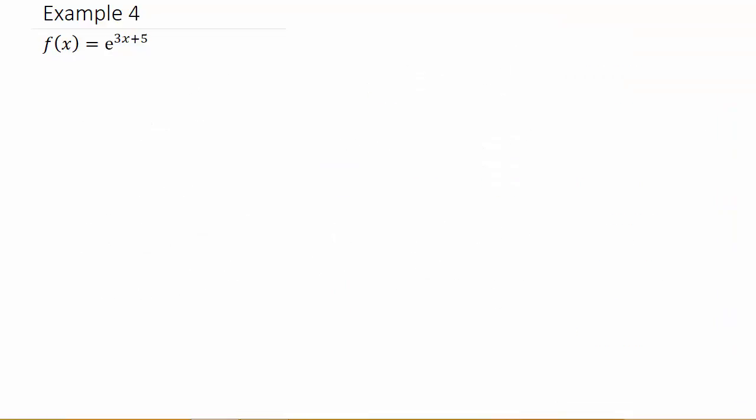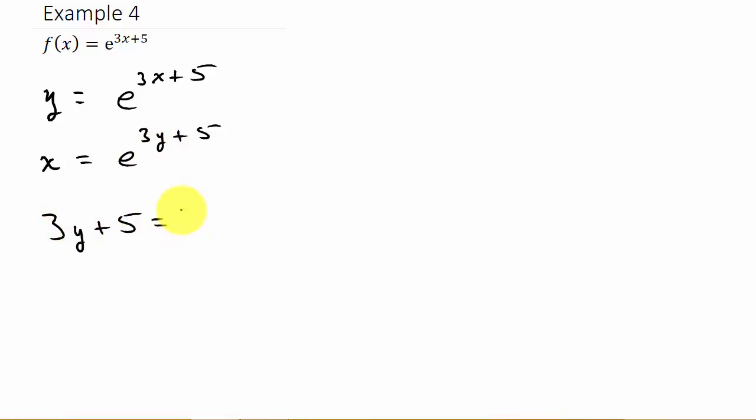All right, so f of x equals e raised to the 3x plus 5. All right, so take the f of x, change it to y, so that's e to the 3x plus 5. Swap the x's and y's, so that's going to be x equals e to the 3y plus 5. And then I solve for y. So let's convert it to logarithmic form. So that's 3y plus 5 equals, and then that's going to be the log base e of x.